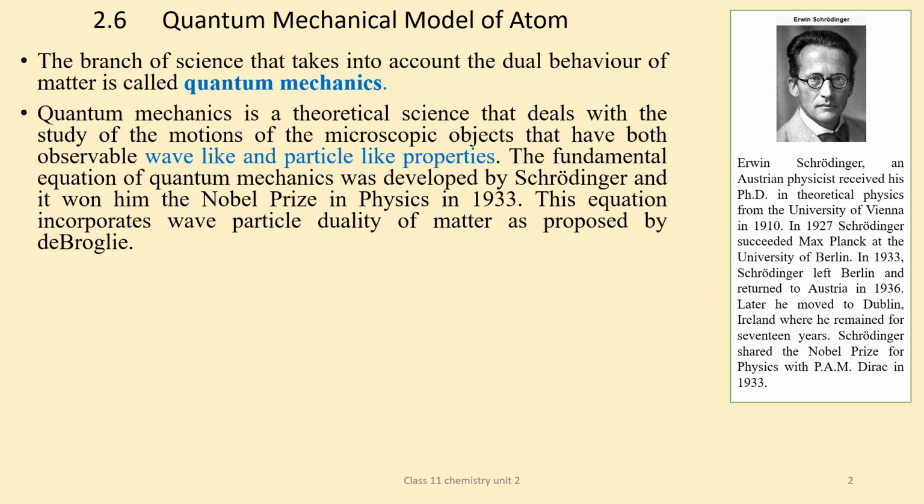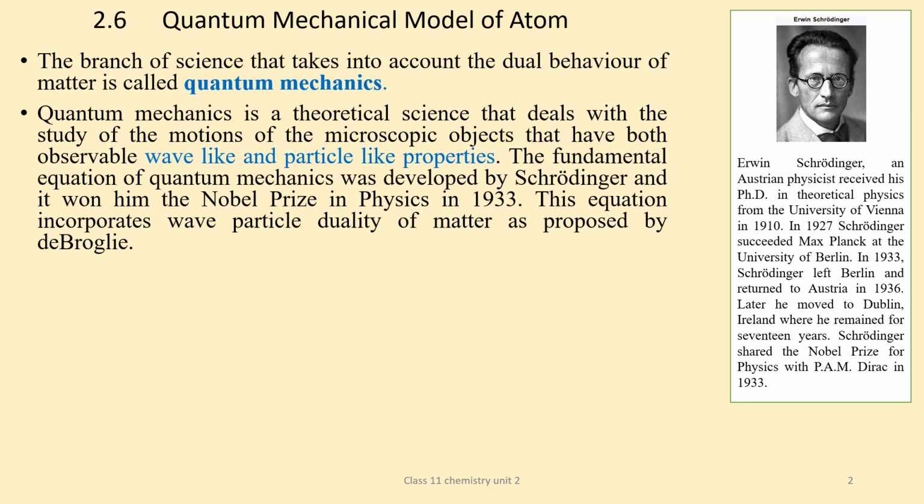Quantum mechanics is a theoretical science that deals with the study of motions of microscopic objects that have both observable wave-like and particle-like properties. The fundamental equation of quantum mechanics was developed by Schrodinger, and it won him the Nobel Prize in the year 1933. Let us quickly run through the life history of the great scientist Erwin Schrodinger.